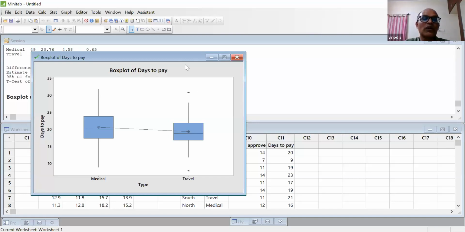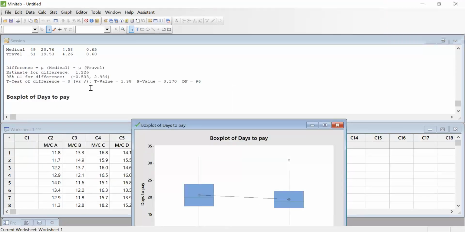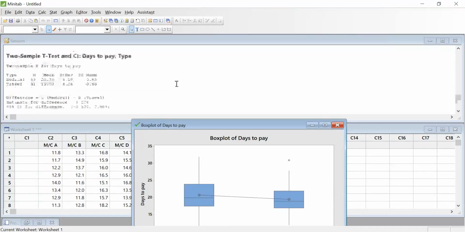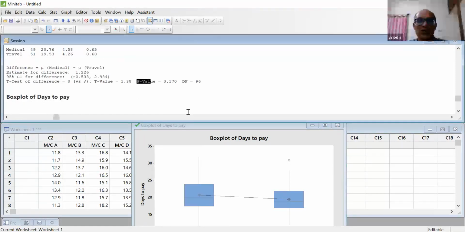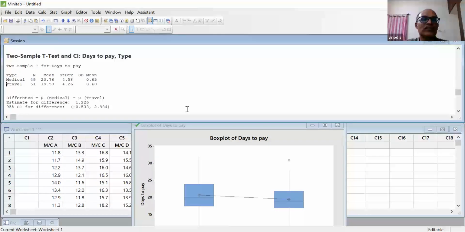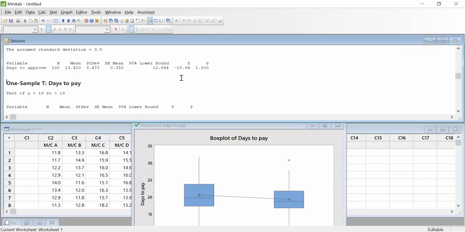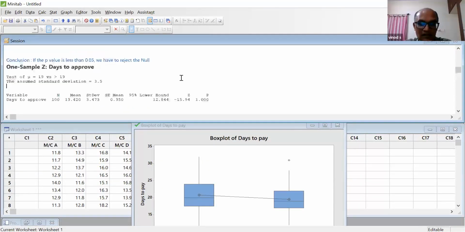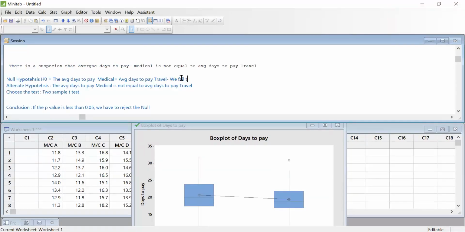So for that you have to look into the p-value. Let us come to the p-value. What is the p-value here? 0.17. So what is your conclusion now? 0.17 is more than 0.05, so we fail to reject the null. We have to accept the null. So in other words, there is no difference. We fail to reject the null. That means both are almost equal.